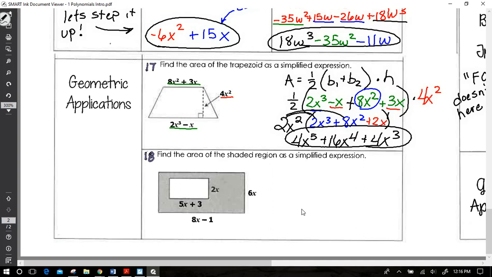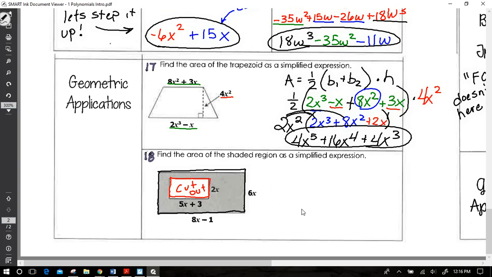Now let's try to find the area of the shaded region as a simplified expression. Number 18. So for a problem like this, if you were in class with me, what I would do is I would hold up a piece of paper, okay? And my piece of paper would represent this entire rectangle. And then I would physically cut with scissors out a section from the center somewhere of the paper. And I would ask you, how would you find the area of the paper that was left after I cut out this piece? And so we would eventually get to where you would tell me that I would need to subtract, okay?